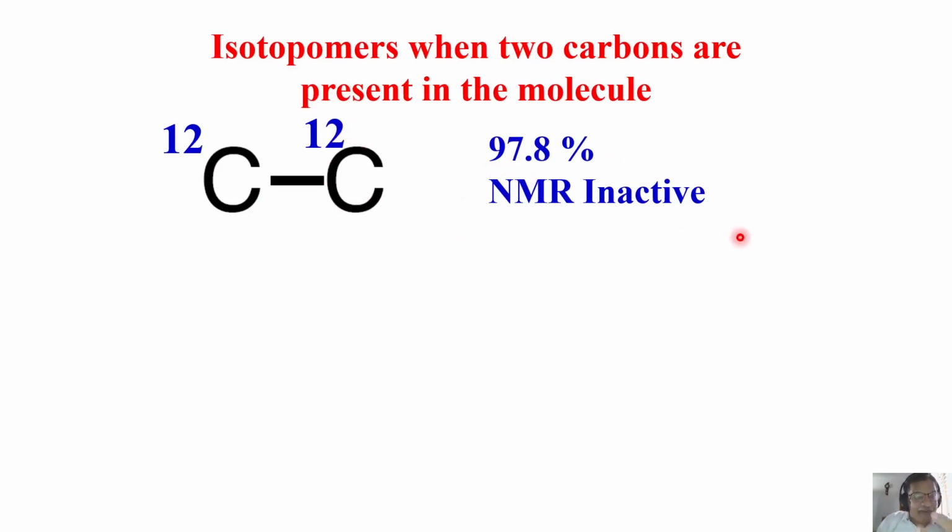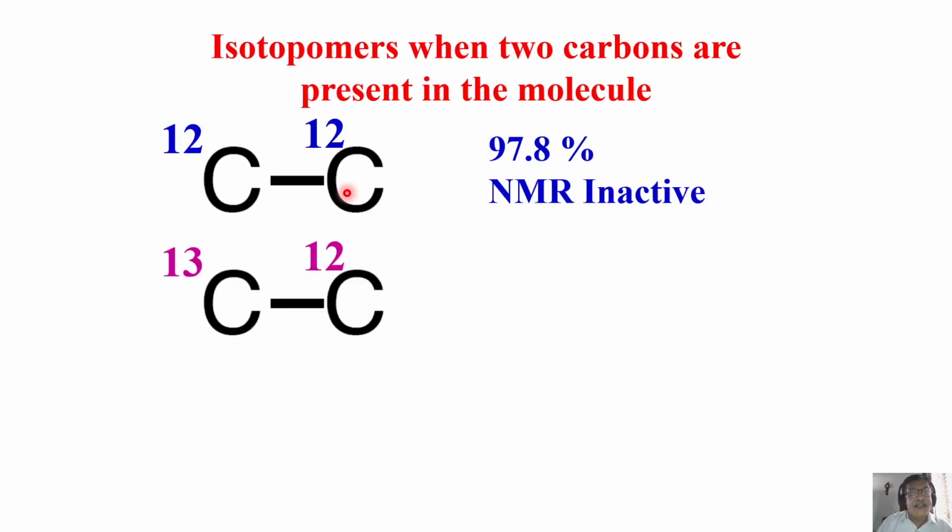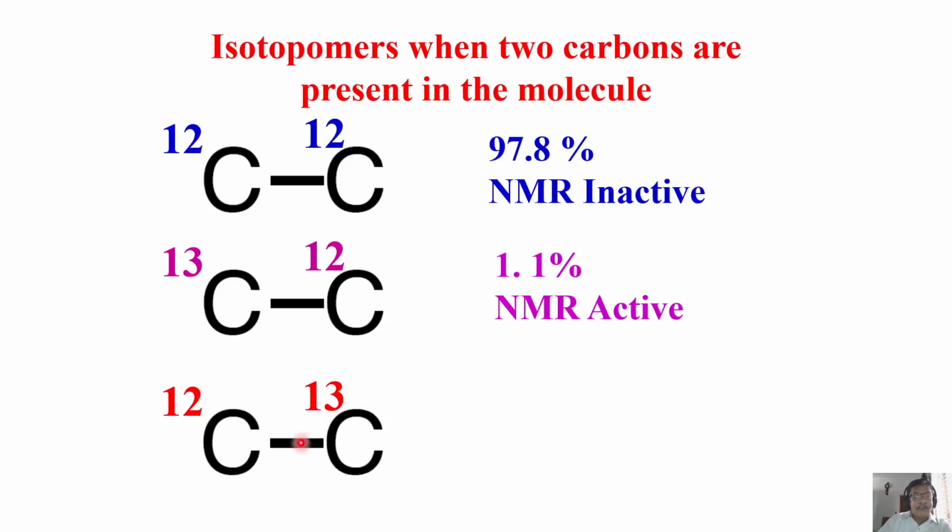That means if I have 100 molecules present, 98 molecules have both carbons as carbon 12. It will not give a spectrum at all. It is NMR inactive. On the other hand, think of this possibility. This is carbon 13 and this is carbon 12. It is quite likely. What is the abundance of this carbon? Only 1%, and this is 99%. So this is NMR active. What is the other isotopomer we can think of? This one is carbon 12 and this is carbon 13. That is also possible, about 1% abundant, and NMR active.